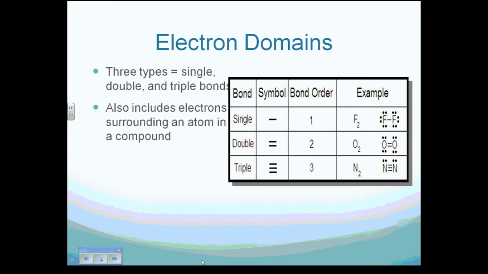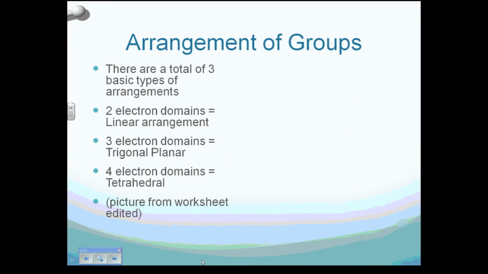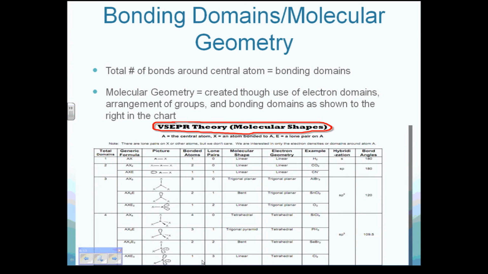The electron domains and arrangement of groups go like this. Electron domains consist of the single, double, and triple bonds, as well as the electrons that surround an atom in a compound. 2 electron domains form a linear arrangement, 3 form a trigonal planar arrangement, 4 form a tetrahedral arrangement. To find electron domains, you must count the total number of pairs of dots, as well as the bonds around the central atom. This leads into the next step, that of bonding domains. Bonding domains are exactly what they sound like, the total number of bonds around the central atom.